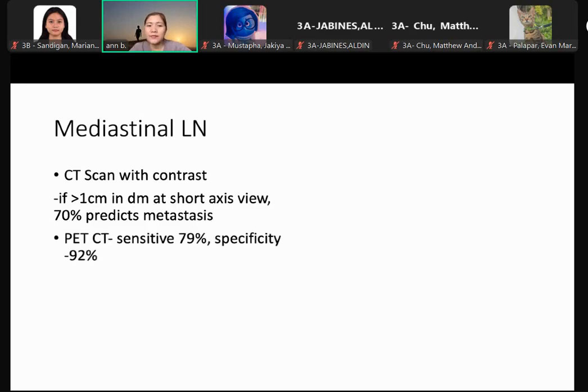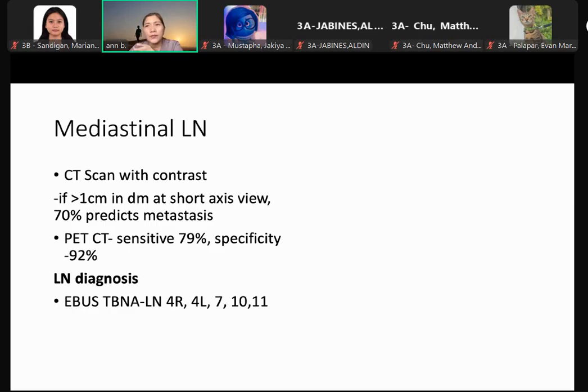In PET-CT, it would be sensitive in 79% and specific in 92%. So again, when you do PET-CT in your patient, it lights up. So for lymph node diagnosis, there are also patients who don't have a pulmonary nodule or pulmonary mass, but they have enlarged lymph nodes.